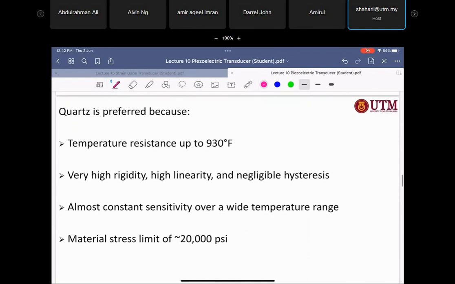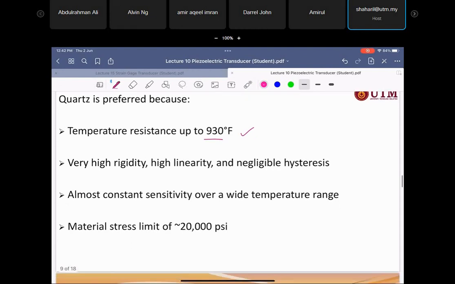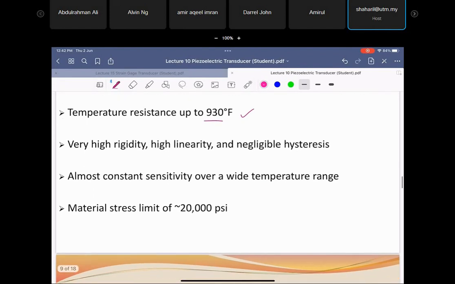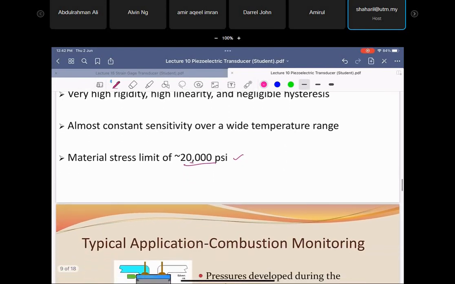So the behavior of the quartz crystal or piezoelectric is given here. The temperature can rise up, it can be maintained to 930 Fahrenheit, and then the maximum stress or pressure it can handle is up to 20 psi.